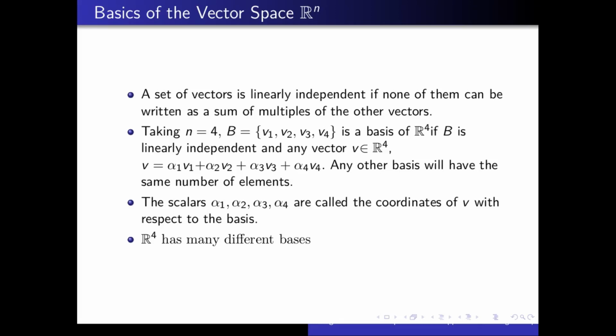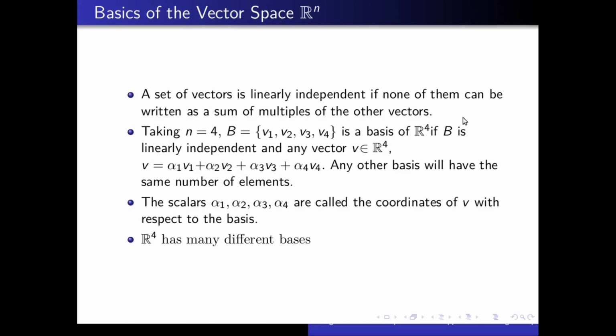So if we have a set of 4 vectors in R4, the set will be a basis if any vector in R4 can be written as a linear combination of this set of 4 vectors, and this set must also be linearly independent. Any other basis will have the same number of elements, and if you add any one more element, the set would no longer be linearly independent, and if we remove even just one element, the set will no longer span R4. In other words, it will not be possible to write some vectors as a linear combination of the remaining vectors in the set.